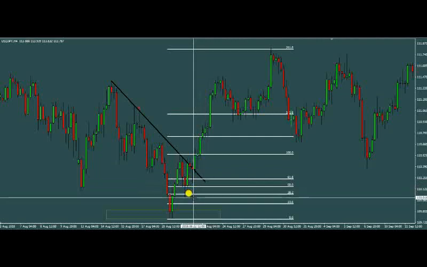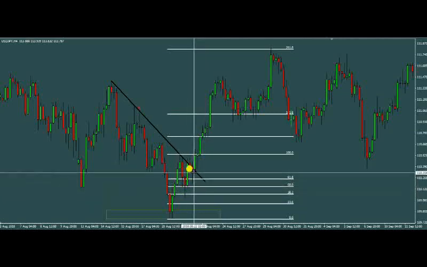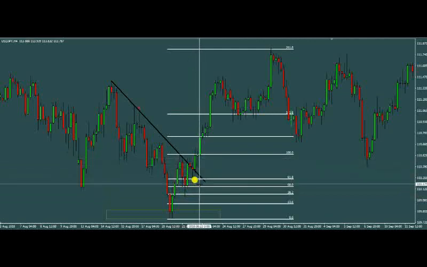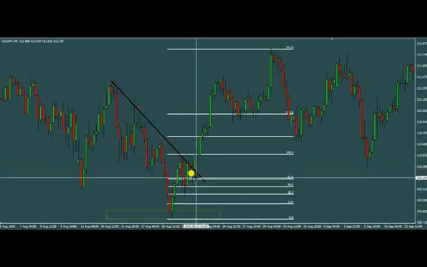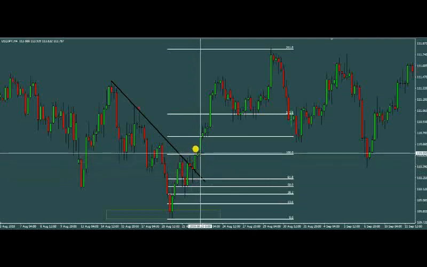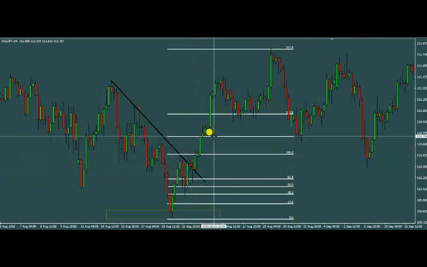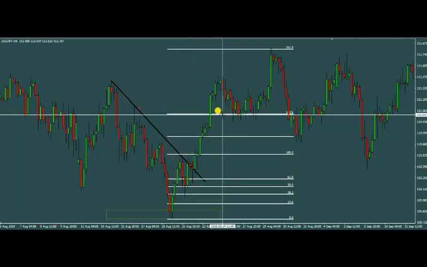But price actually comes here and licks the 38% retracement, and it shoots up from this zone. But before it goes back up, it bounces again at the trend line, bounces again at the golden ratio, and then shoots back up. It goes past the 127. It even goes past the 161 zone.